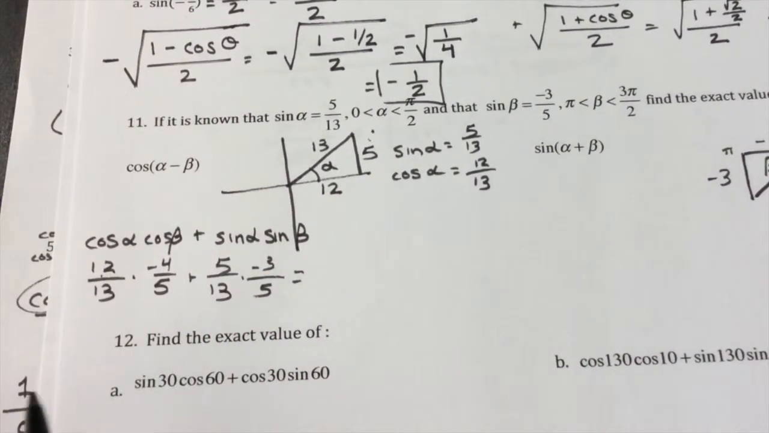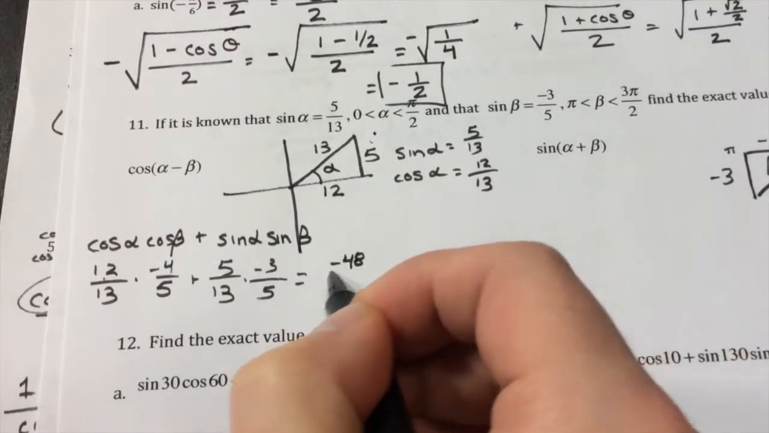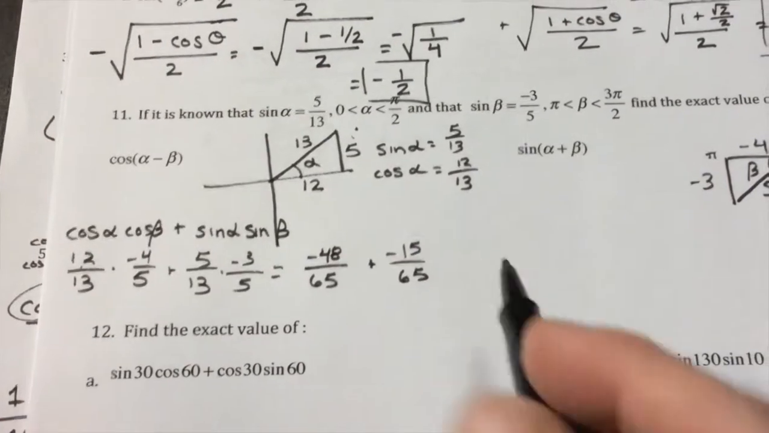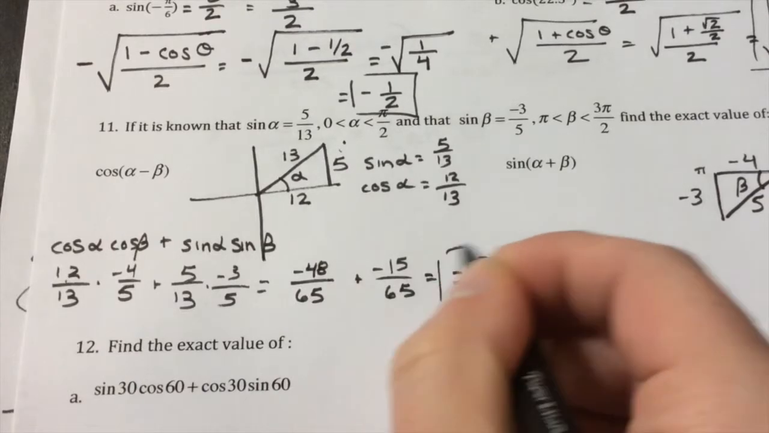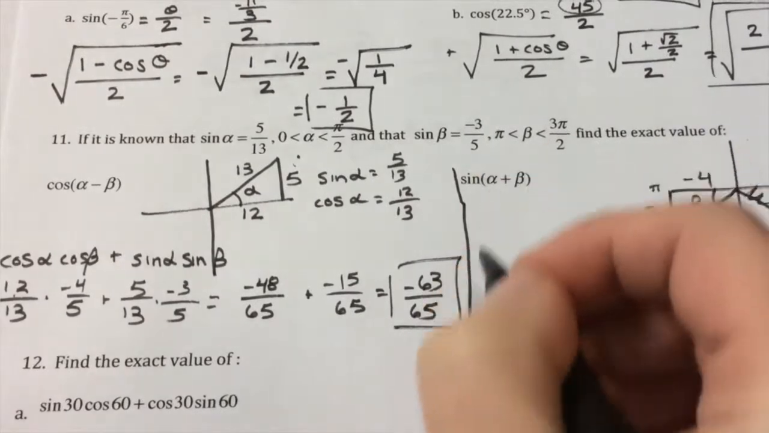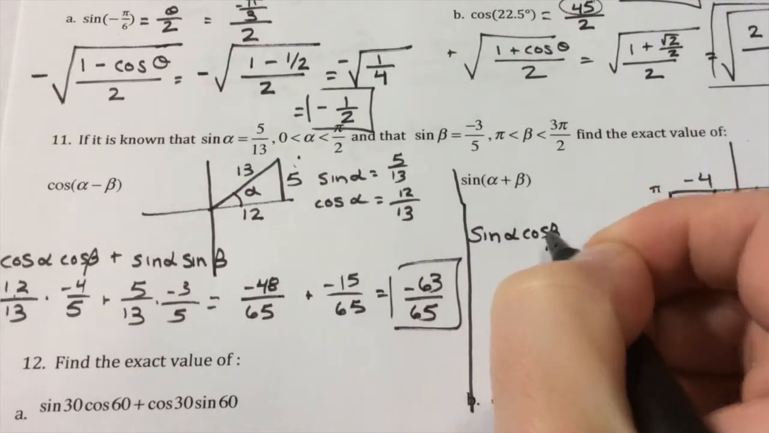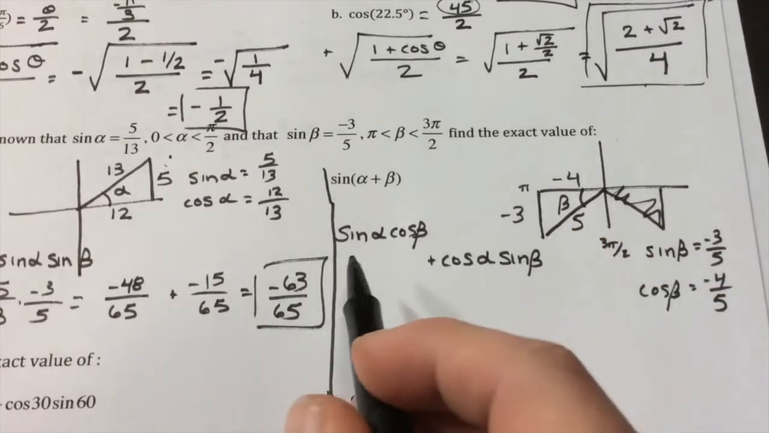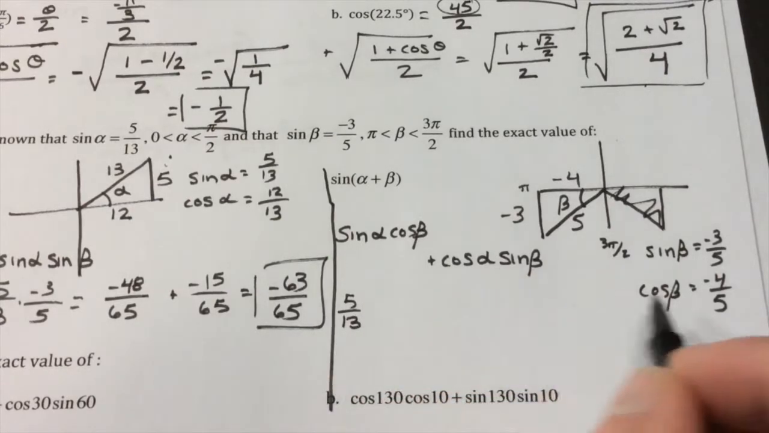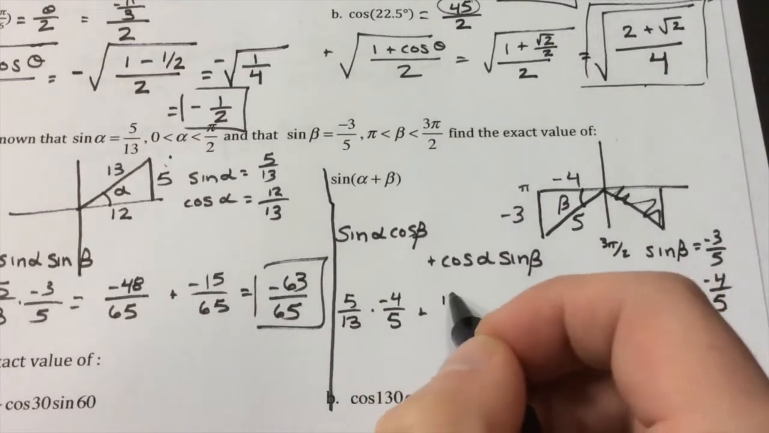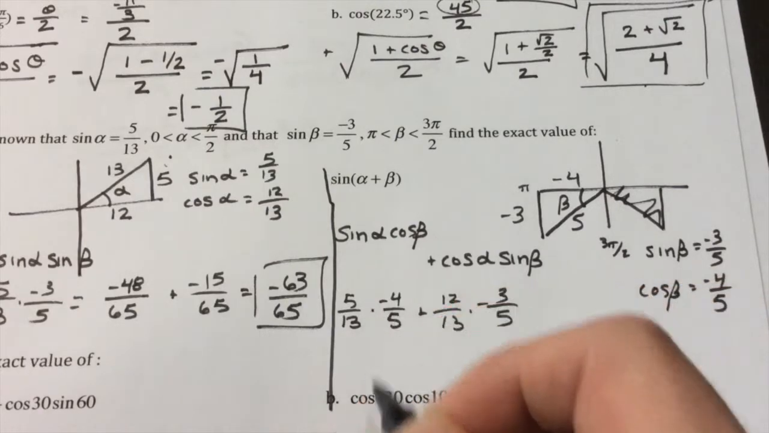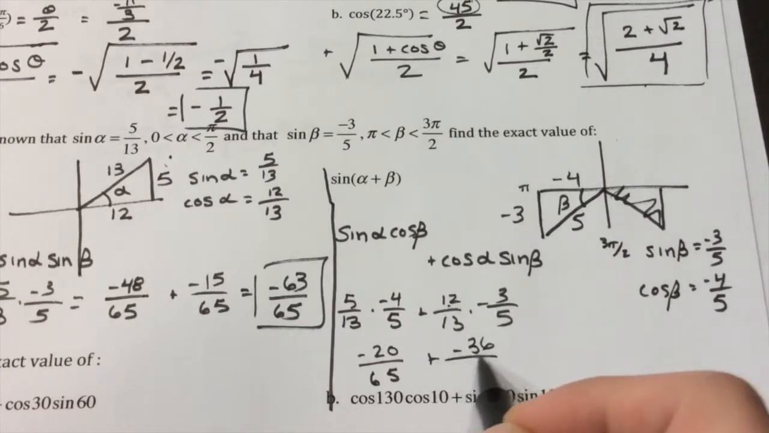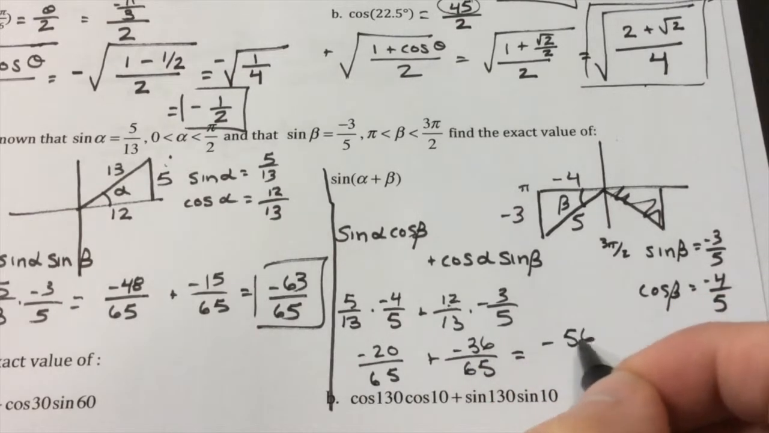So 12 times negative 4 is negative 48 over 65, plus negative 15 over 65. So that becomes negative 63 over 65. Next up, for sine, sine is slower, so sine alpha, cosine beta, sine stays the same, plus cosine alpha, sine beta. Now we just plug in again. Sine alpha, 5/13, cosine beta, negative 4/5, plus cosine alpha, 12/13, sine beta, negative 3/5. 5 times negative 4, negative 20 over 65, plus 12 times negative 3, which is negative 36 over 65. Negative 20 plus negative 36 is negative 56 over 65.